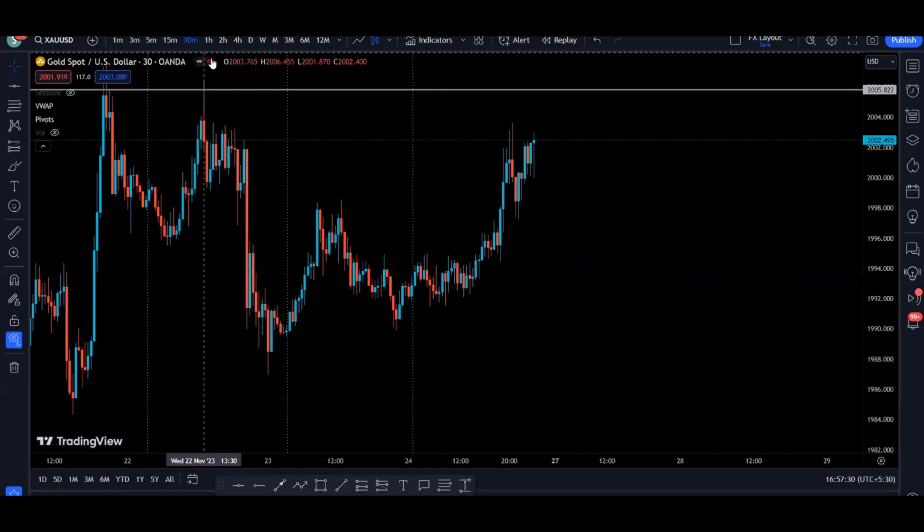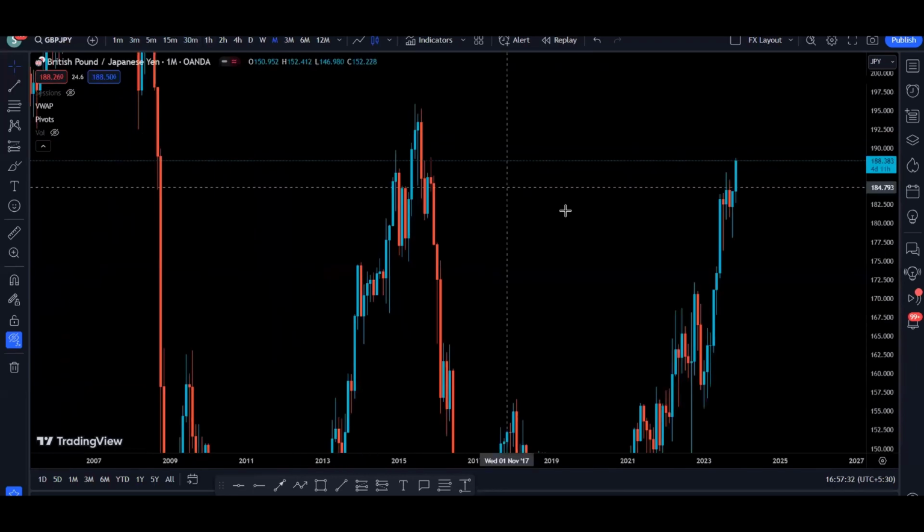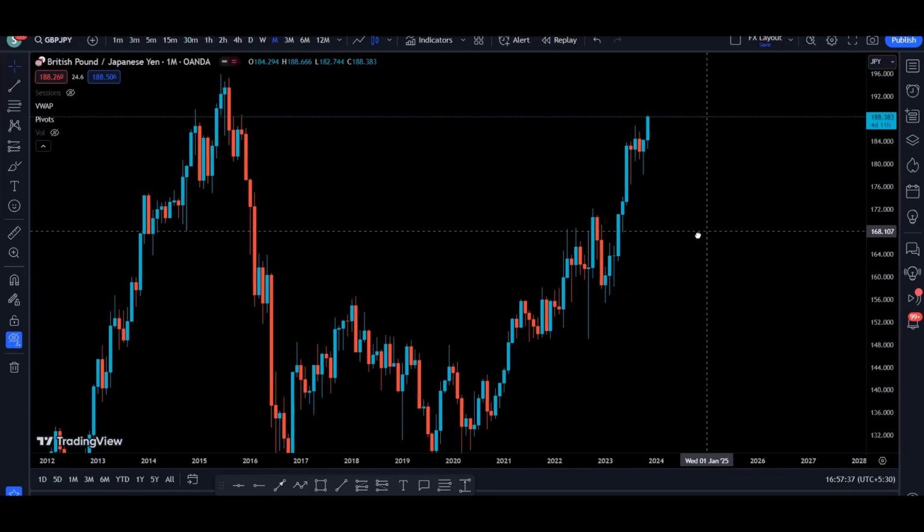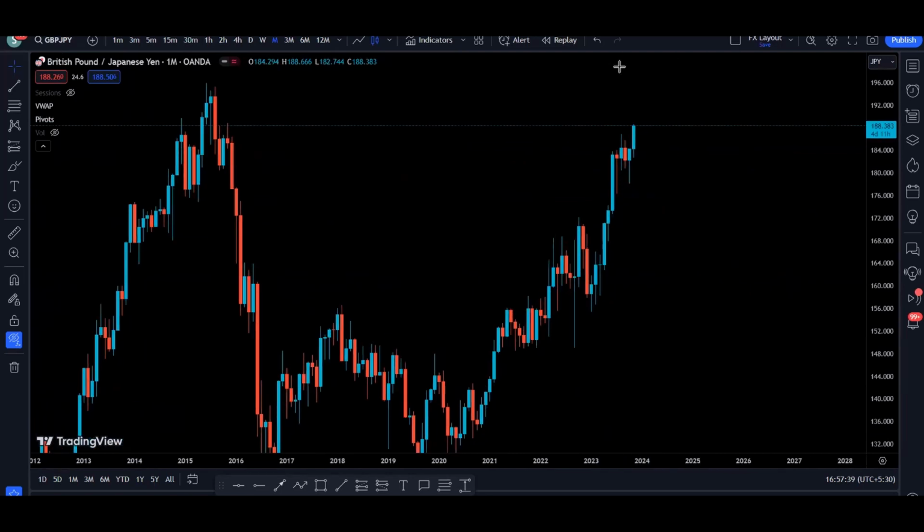Now let's go to our second pair, which is GJ. So now GJ, again, we are going to start with a monthly time frame, and on the monthly time frame, we can see that the price is very much bullish. As we can see, the current monthly candle has broken all these highs, right? All these previous candle highs, and currently looking pretty much bullish.